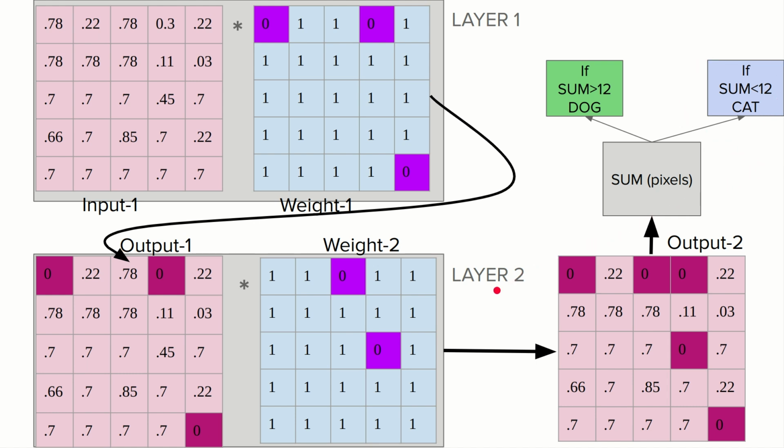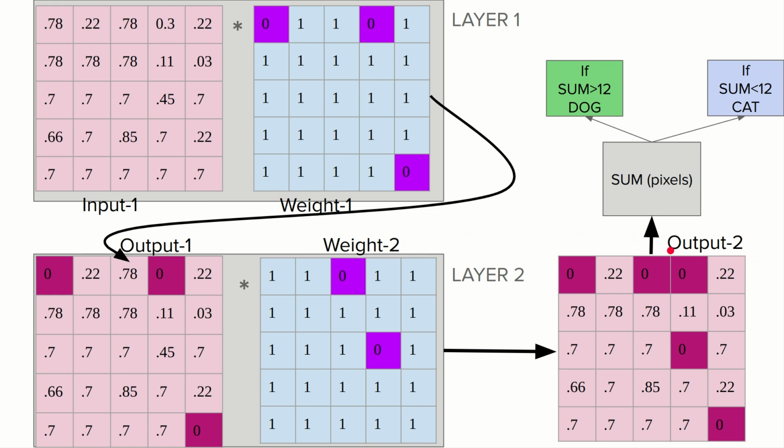So the one extra addition that we did here is that we added one more layer, or one more matrix, which is the weight 2 matrix. You can think of this particular algorithm in two steps. The first step is layer 1, where we do the element-wise matrix multiplication with weight 1. In layer 2, we do the element-wise matrix multiplication with the weight 2 matrix to get an output 2 matrix.